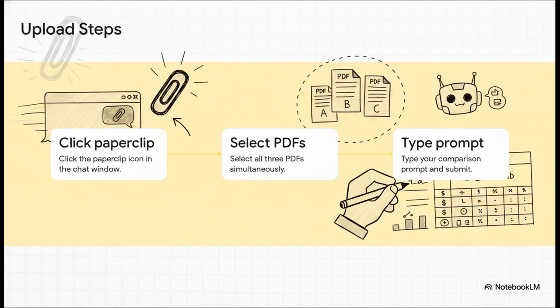This faster solution takes exactly 3 steps. First step, you just click the little paperclip icon right there in your chat window. Next, you select all 3 of those vendor PDFs at the exact same time. And finally, you type out your prompt. You basically just tell Claude to compare specific dimensions, things like base price, timeline, support hours, and explicitly ask for the output as a markdown table.